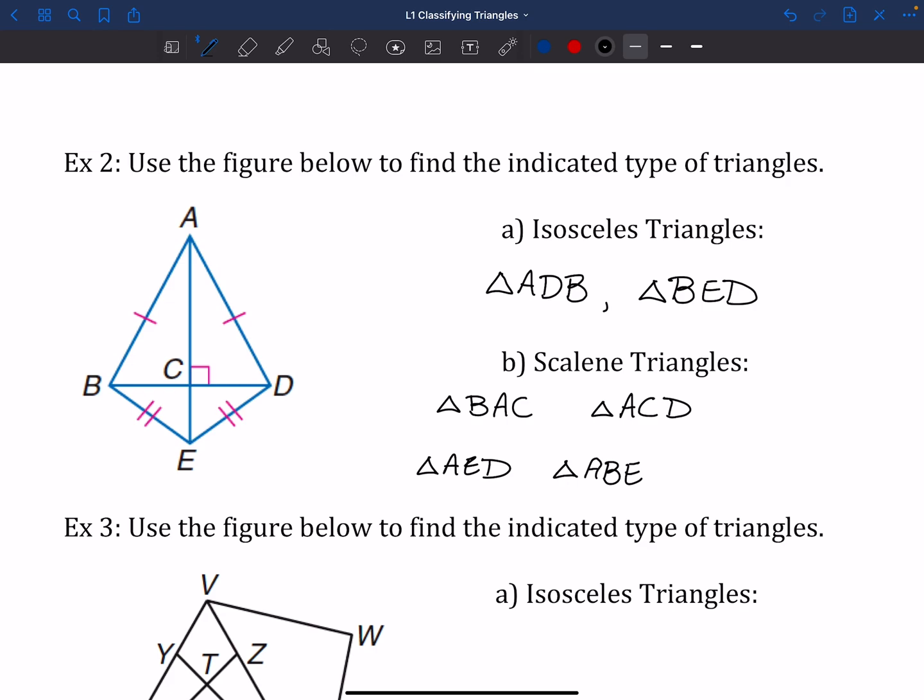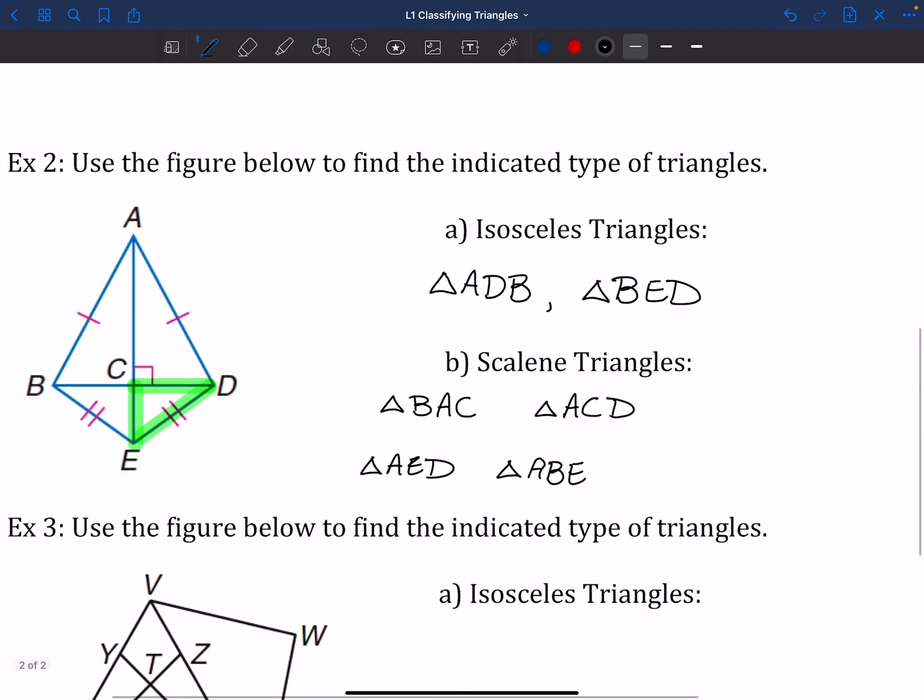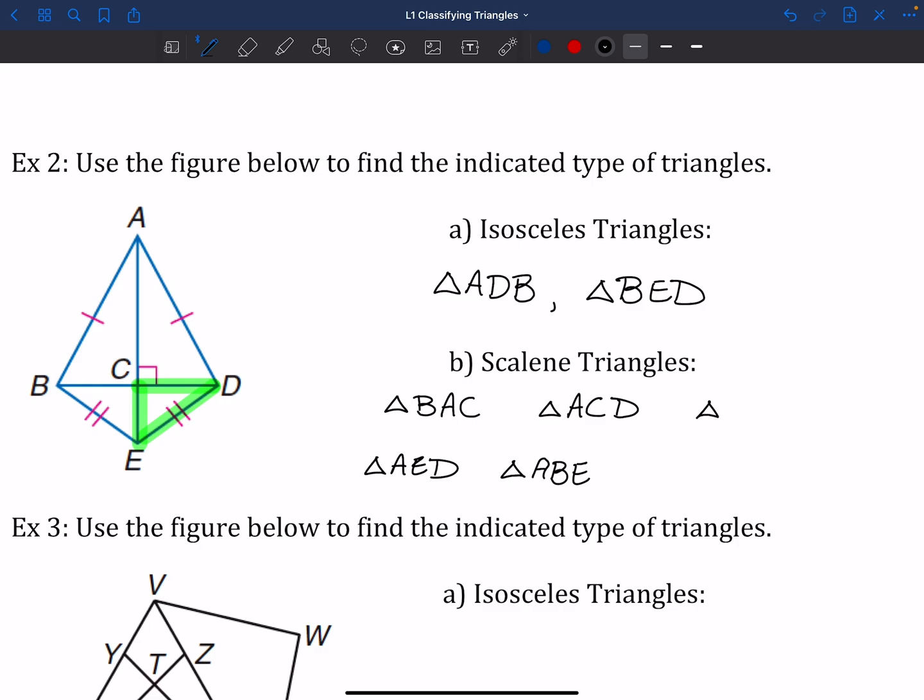The last little set of triangles that we could find in here that are scalene, that I found at least, are these ones here, these 2 little tiny ones down on the bottom. So you have triangle CDE. Oop, I keep saying angle. Triangle CDE and triangle BCE.